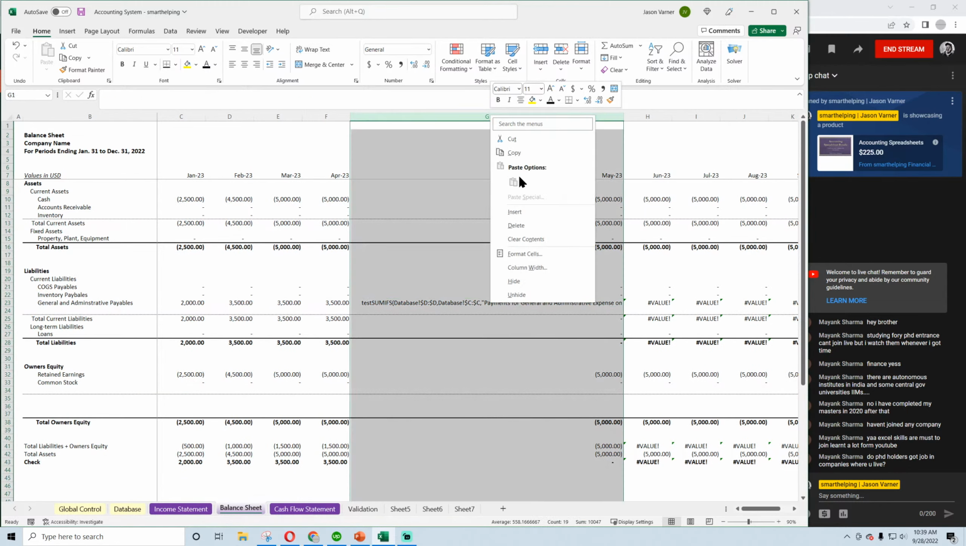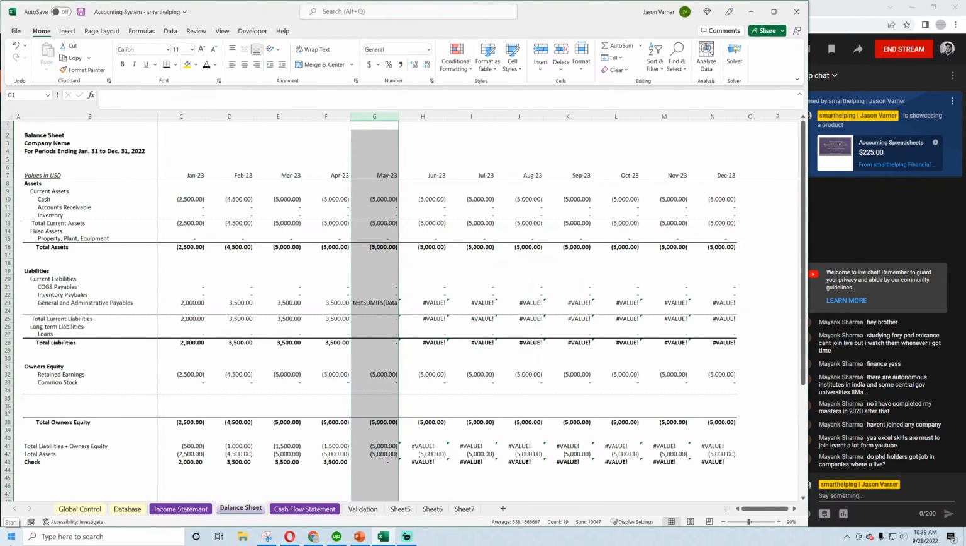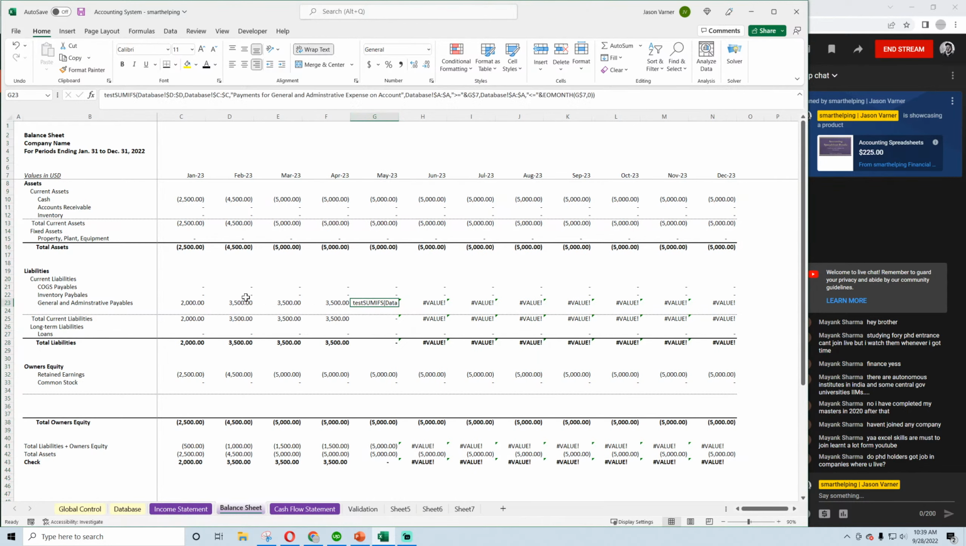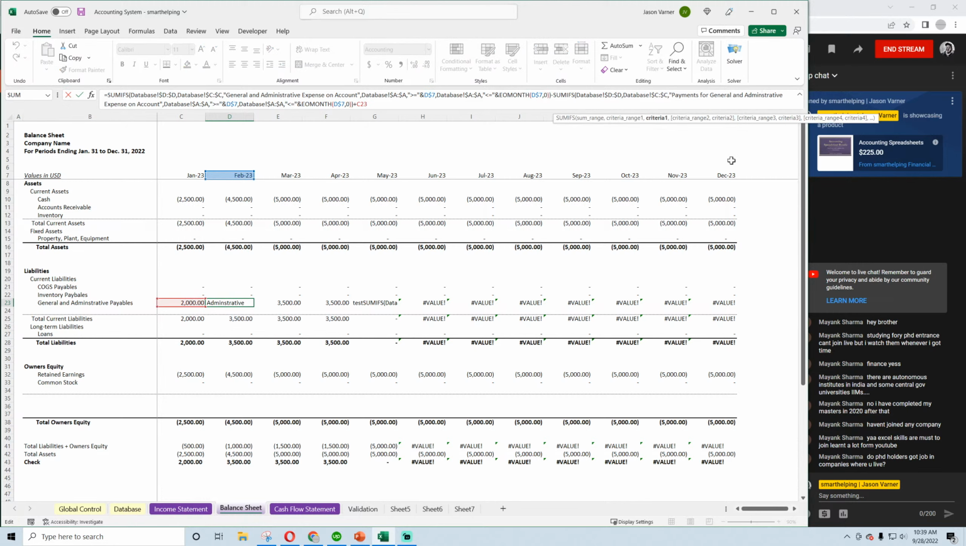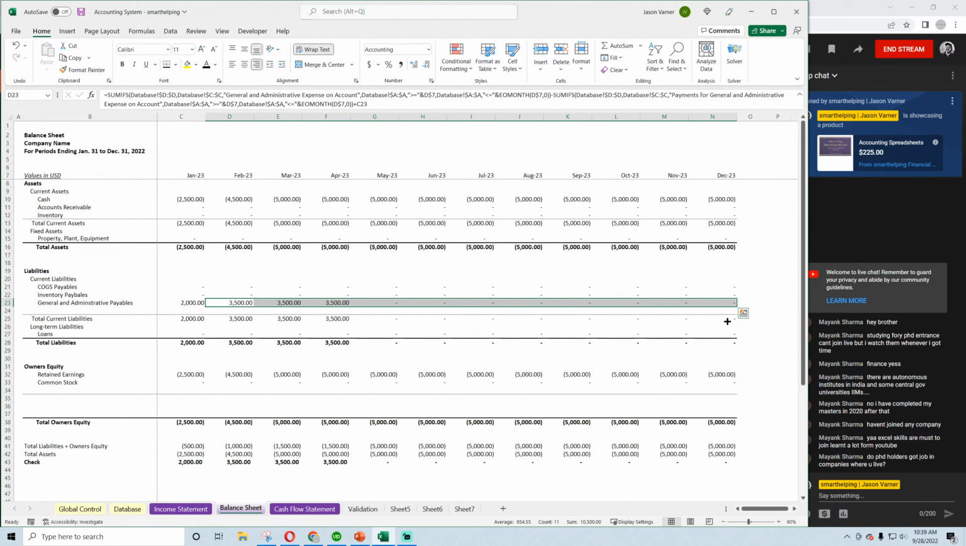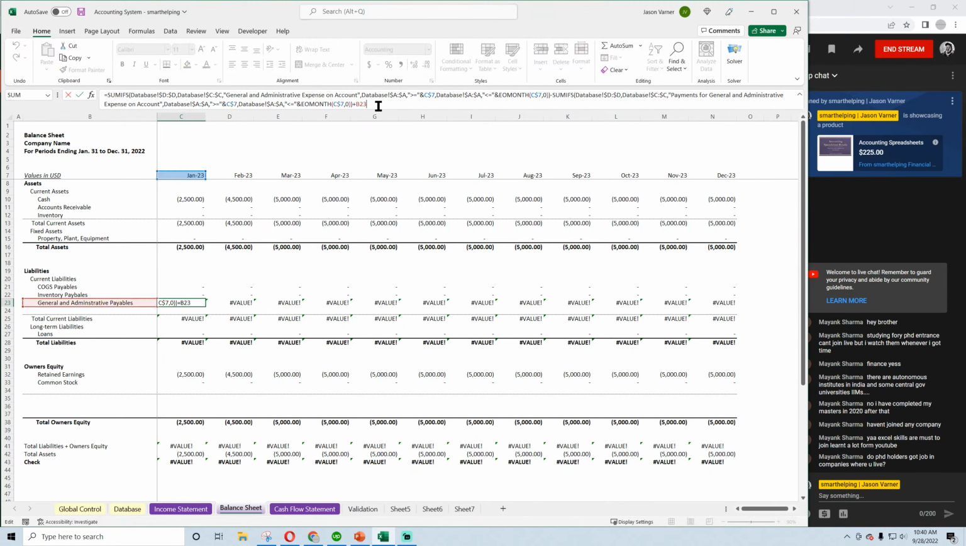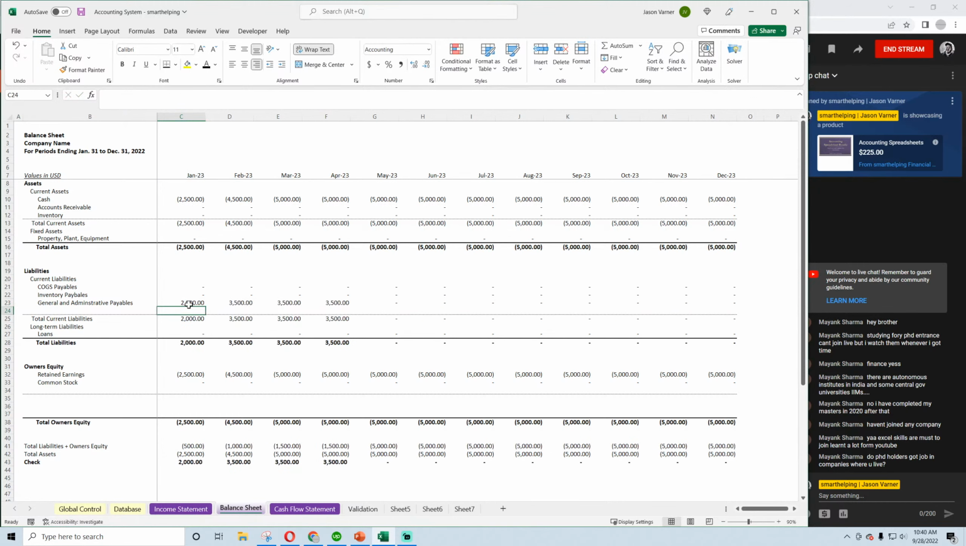Let's get this back in here. I got it. I figured it out. Holy crap. Look at what I'm typing here. I typed in administrative, admin with an I. Okay, there we go. So May is paid off. That was frustrating. So that works fine. Okay, so our general administrative payables account is looking good for this.